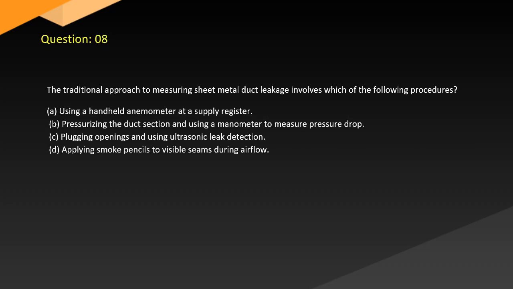Question 8. The traditional approach to measuring sheet metal duct leakage involves which of the following procedures? A. Using a handheld anemometer at a supply register. B. Pressurizing the duct section and using a manometer to measure pressure drop. C. Plugging openings and using ultrasonic leak detection. D. Applying smoke pencils to visible seams during airflow.